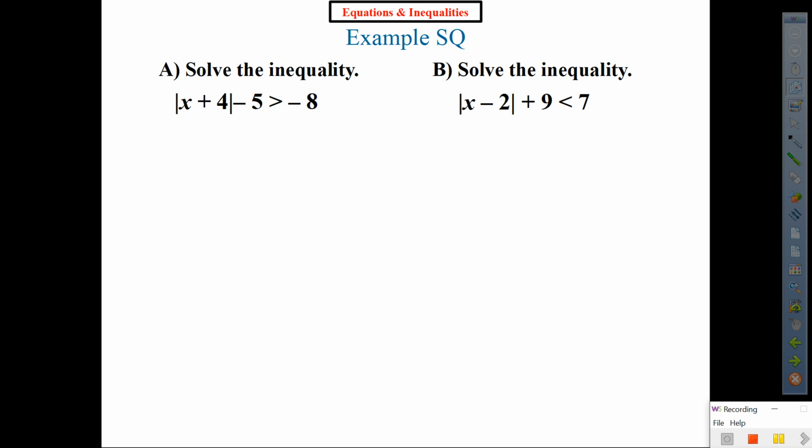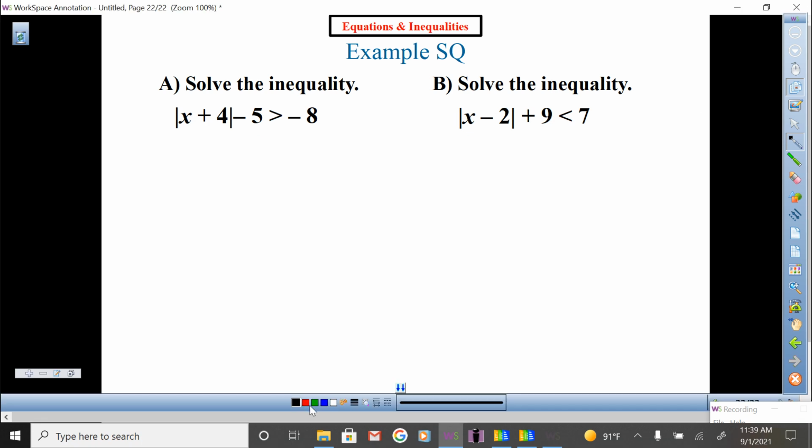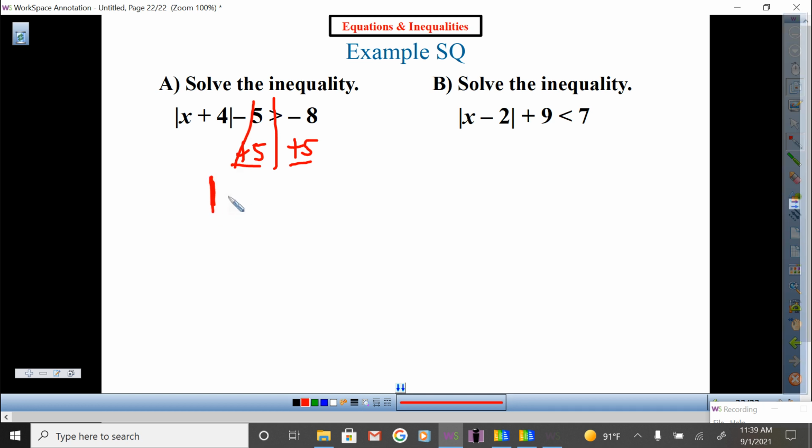All right. Writing utensils down, look up to the screen. Here it goes. I need you to be with me so you can think this through, because these are special situations that we are going to encounter. So here we go. I'm going to start with this one. To leave the absolute value by itself, what do we do? Add 5, so we end up with absolute value of x plus 4 greater than negative 3.